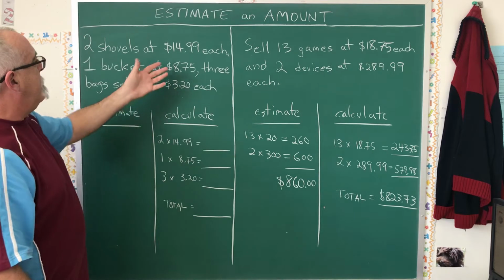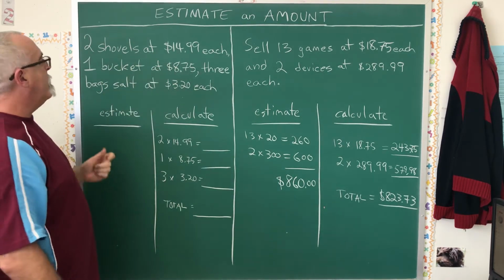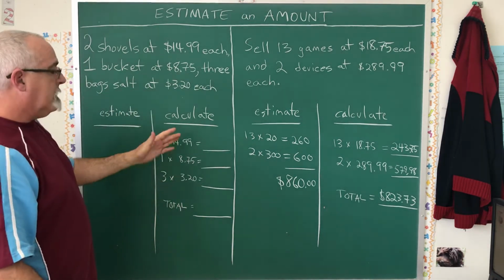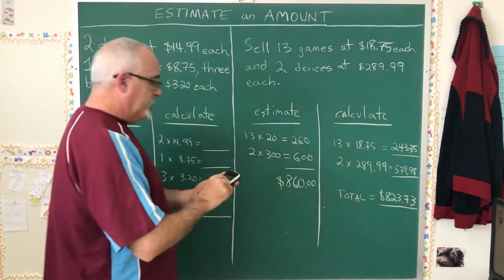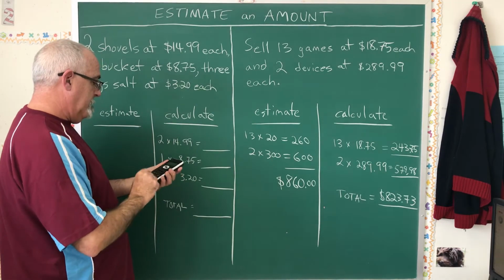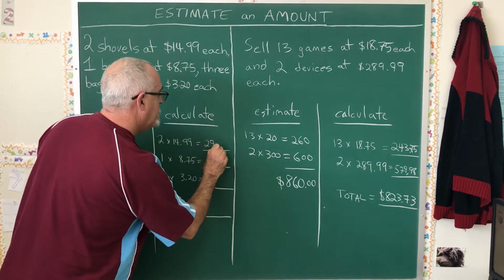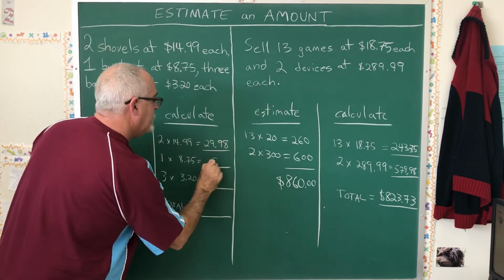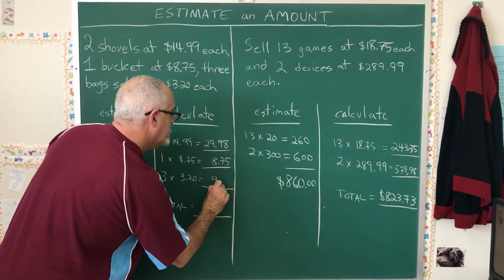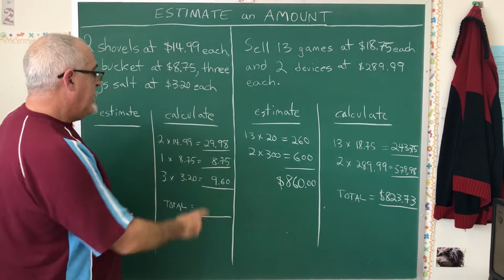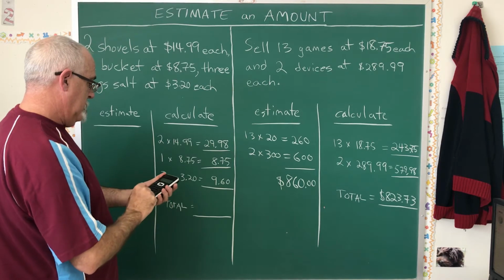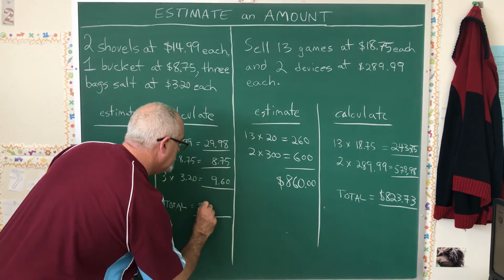In the other example, I have 2 shovels at $14.99 each, 1 bucket at $8.75, and 3 bags of salt at $3.20 each. So calculating again, I have to be careful, do my calculations on paper or with a calculator. 2 times $14.99 is $29.98. 1 times $8.75, that's easy, it's $8.75. And 3 times $3.20 is $9.60. That one I could do in my head. Then I add up my totals. And I get $48.33.